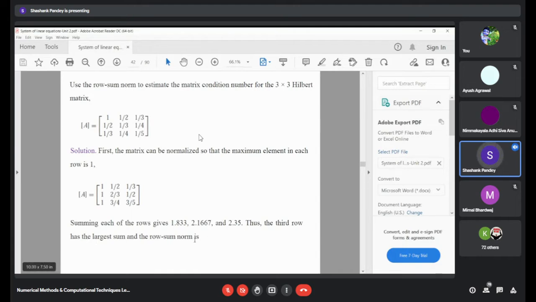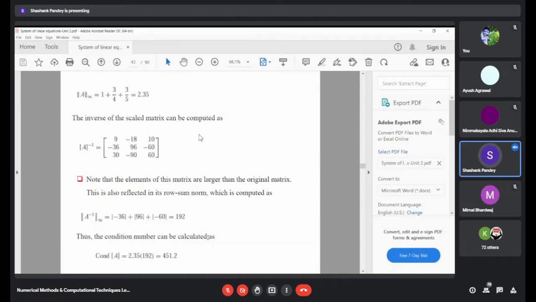This third row has the largest sum, so you can see 2.35 is the highest value, which is obtained from the third row, and the row sum norm is 2.35. Since it is a row sum norm, you can see here that we are representing it by a double line and with the infinity sign. So this is a row sum norm. If instead of infinity we replace this with 1, then it will be a column sum norm.